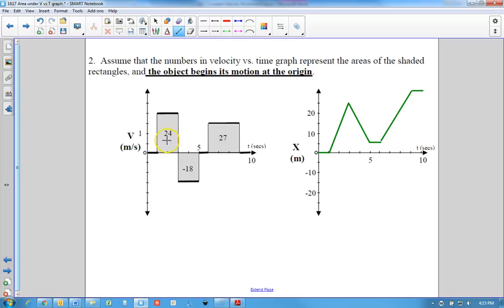Okay, so this area means that I go forward 24 meters. This area, since it's below the axis, means I go negative 18 meters. I come back down 18 meters. And then this area being a positive 27 means I increase my displacement by 27 meters. This is my displacement, my position on this axis, and this is my time.